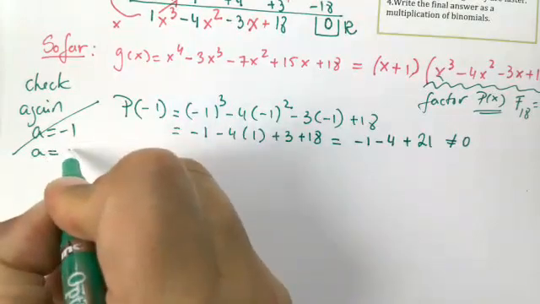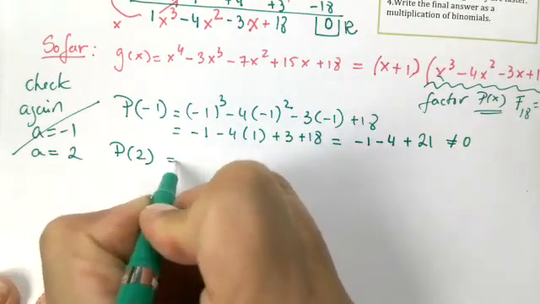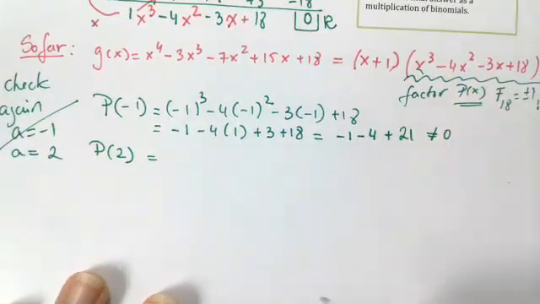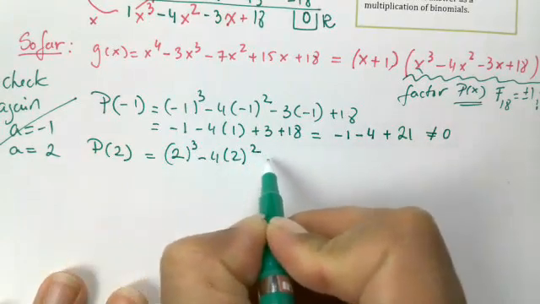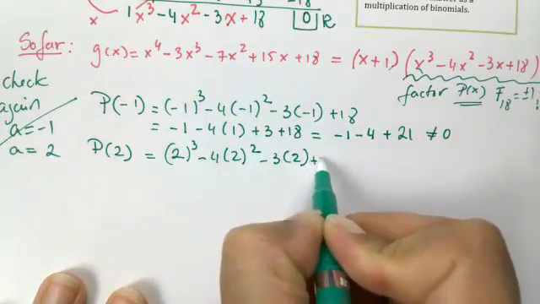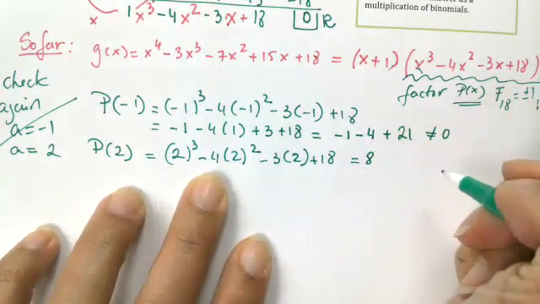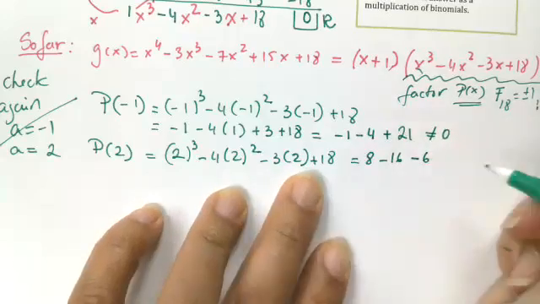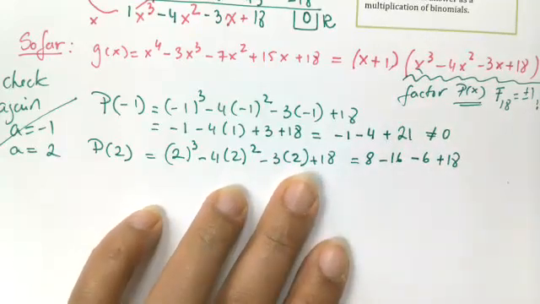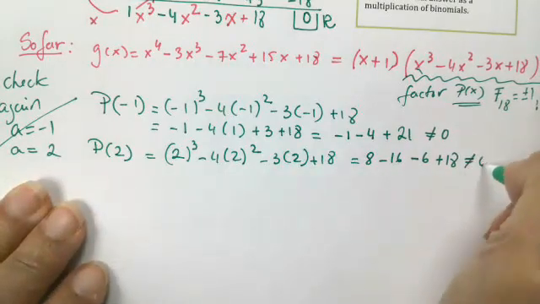Then A equals 2, P of 2. In here, remember we're checking this quotient. 2 cubed minus 4 times 2 squared minus 3 times 2 plus 18. 8, 4 times 4, 16, so -16 minus 6 plus 18. -22, +26, so that's not equal to 0.